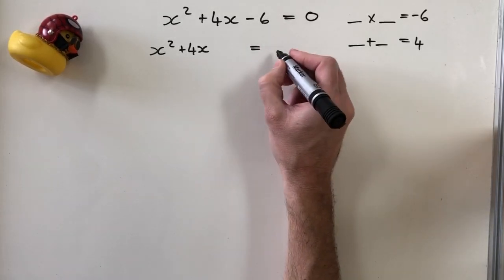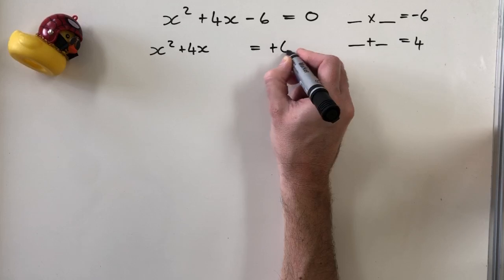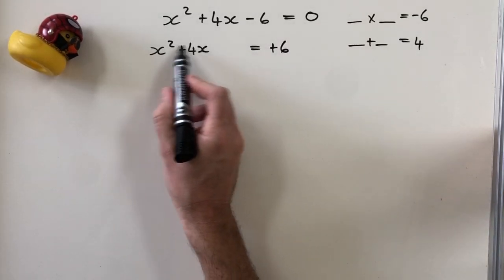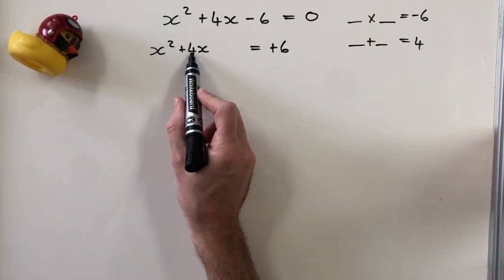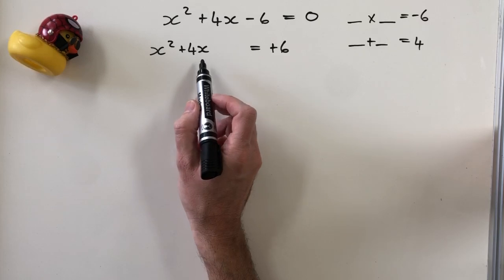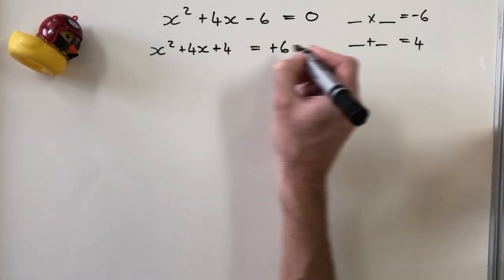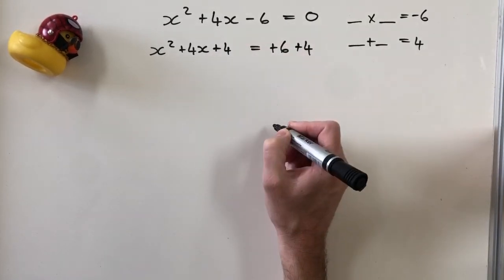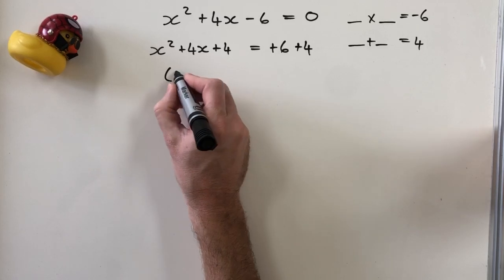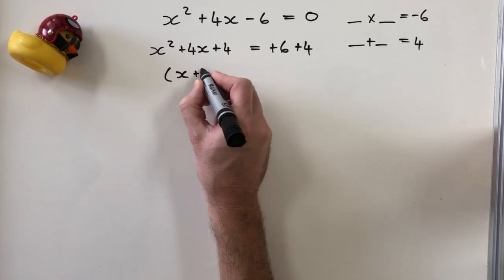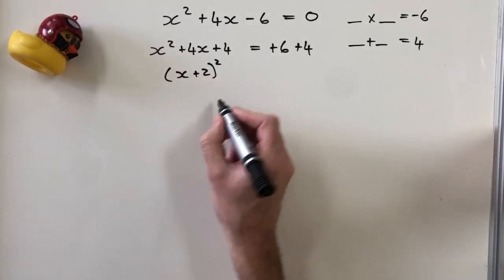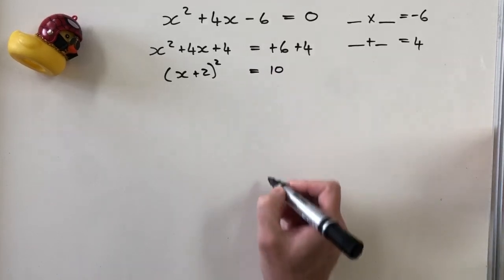The -6 I'm taking over becomes +6. To complete the square here, I have to add: 4 divided by 2 is 2, times itself is 4. So I'm adding a 4 on both sides. Here, this is a complete square, (x plus 2) squared, and here that would be 10.